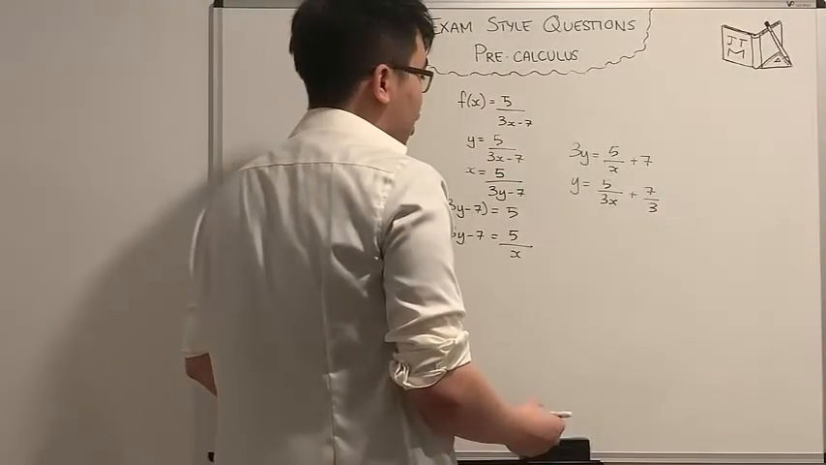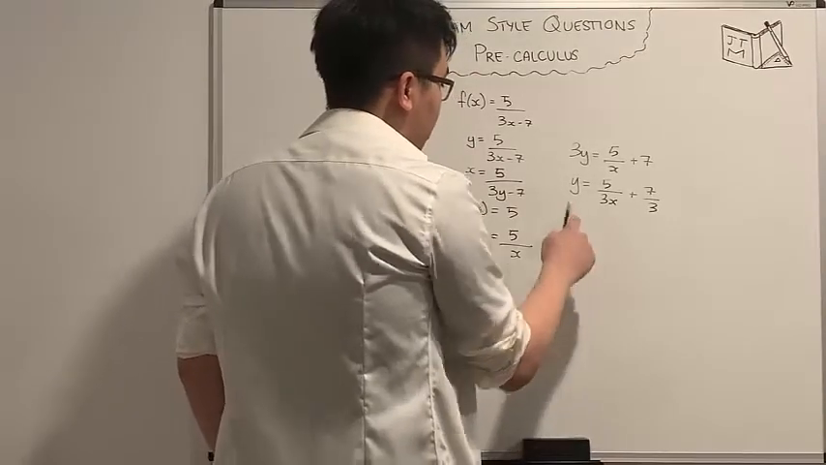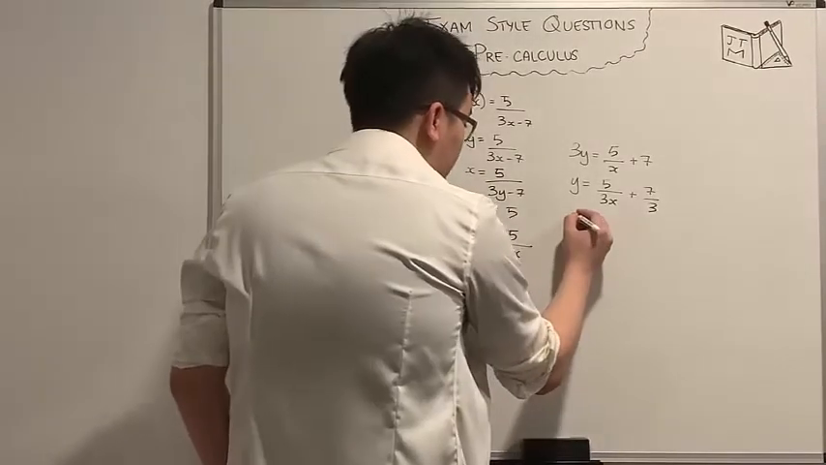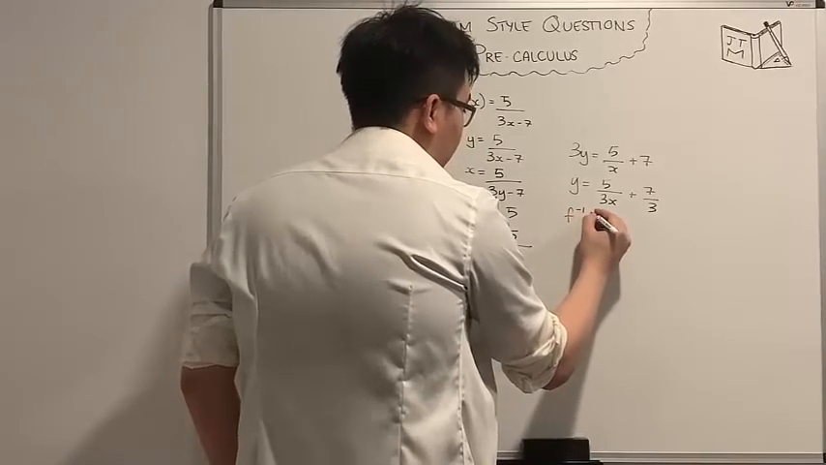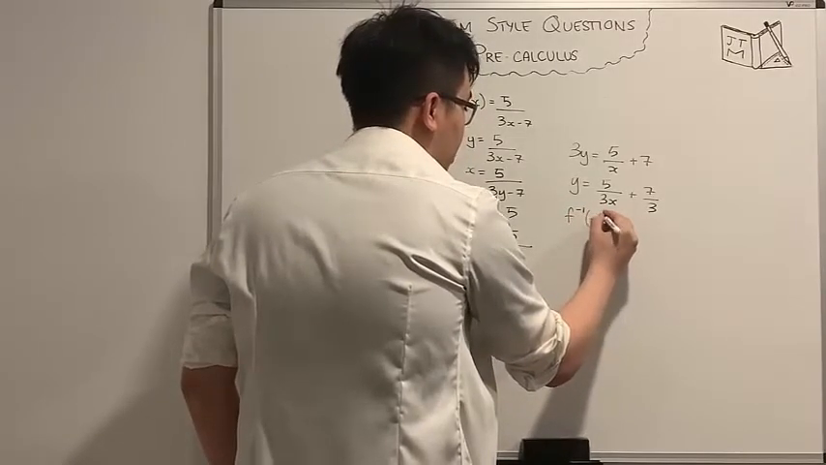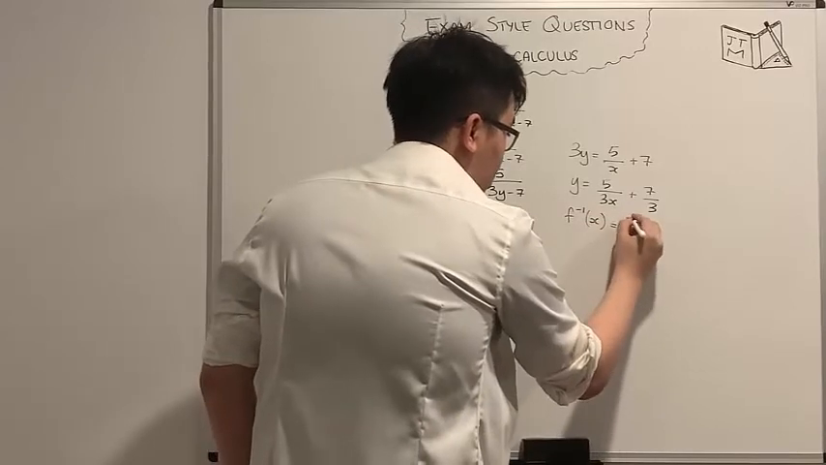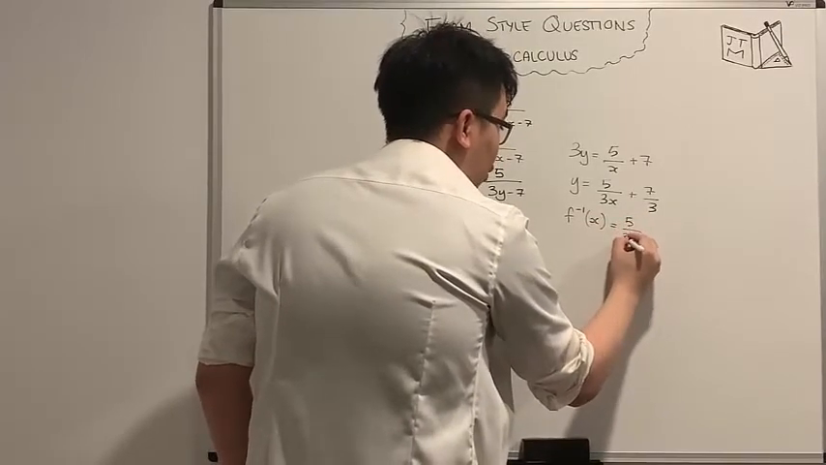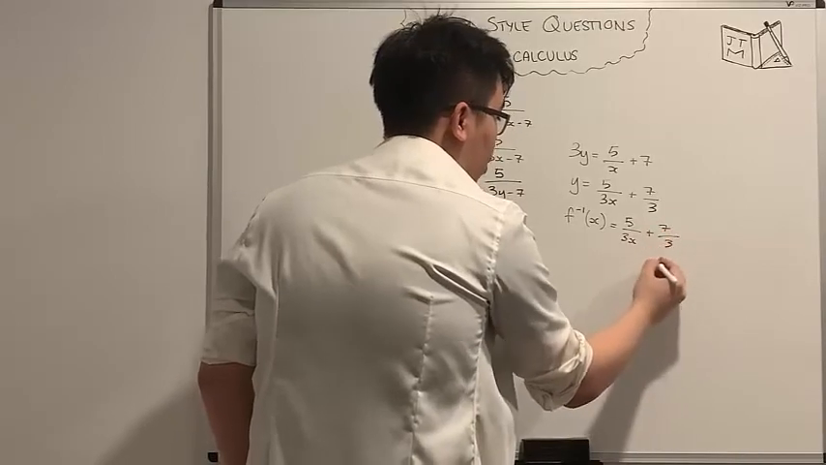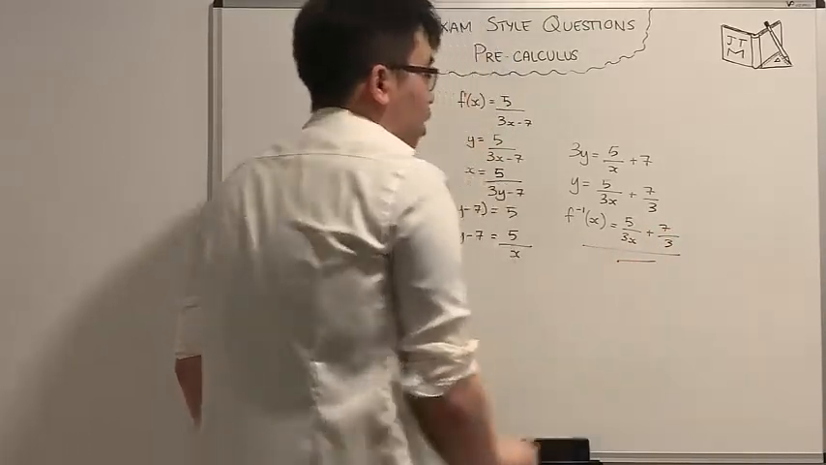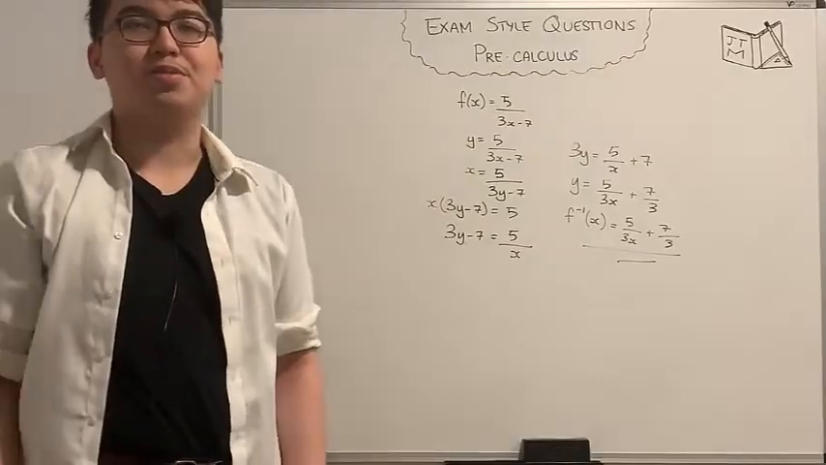And now that we found this, we simply turn this y into inverse function notation. So that's going to be f inverse of x equals 5 over 3x plus 7 over 3. And this is your final answer.